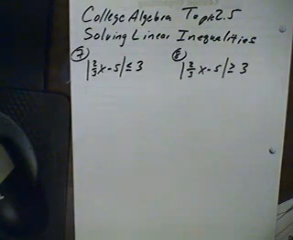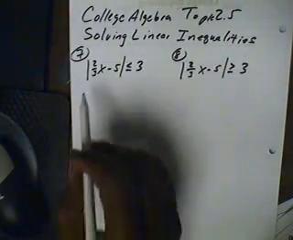Okay, this is for college algebra, topic 2.5. We'll be solving linear inequalities that use absolute value signs. Now let's start off with number 7.